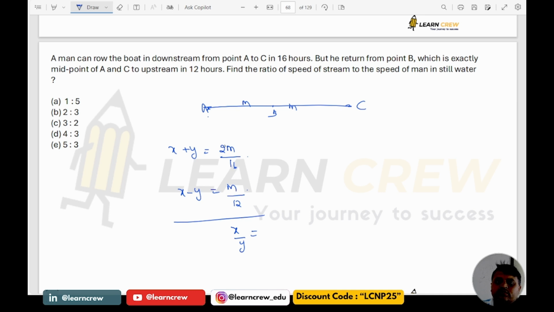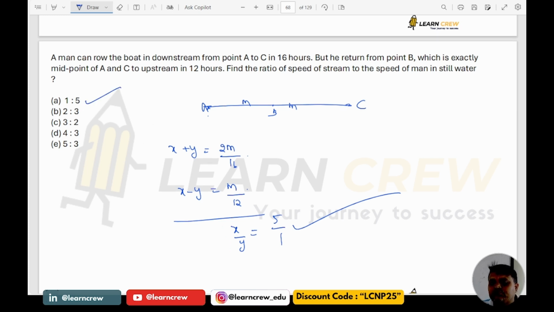M is equal to, 2 1s are 2, so 8 into X plus Y, and here 12 into X minus Y. So I am going to get X is to Y as 5 is to 1. 5 is to 1 is the answer for X is to Y. So stream is to still water is 1 is to 5.